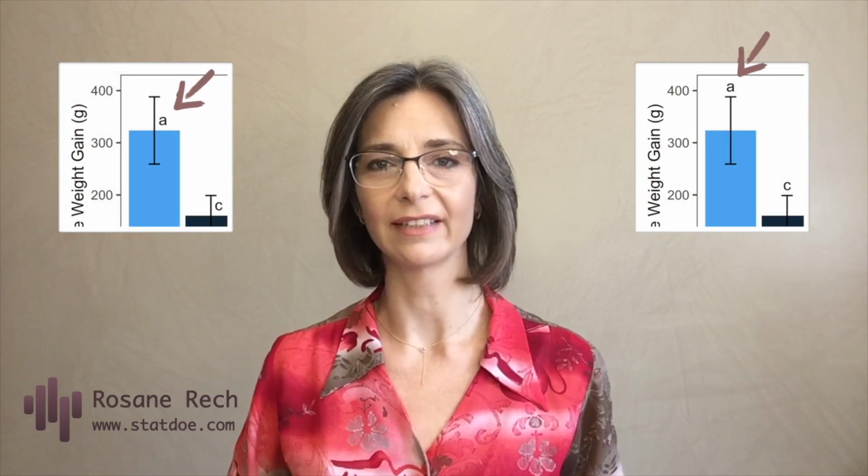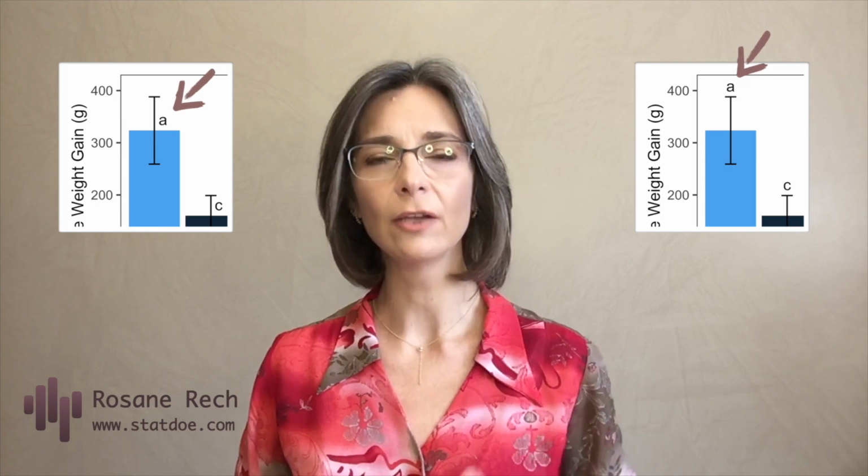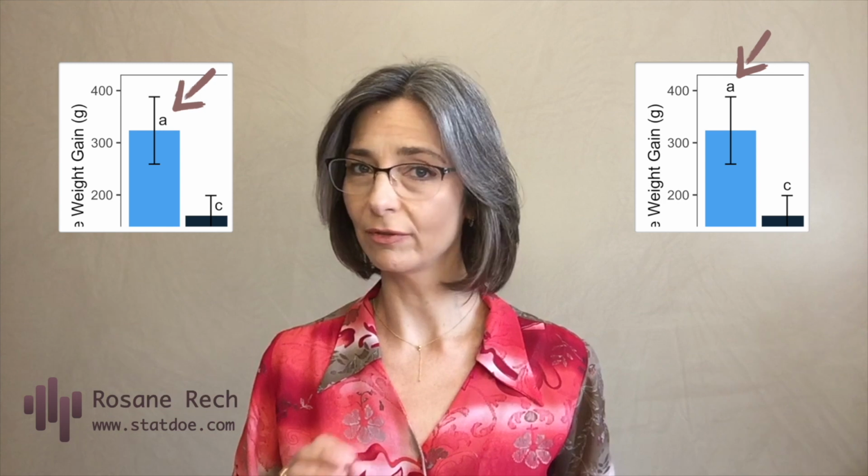In this R tutorial, we are going to see how to add and how to position the letters indicating significant differences among means to bar plots using ggplot. But first, we need to build a table with the necessary information: the mean, the standard deviation, and the letters indicating the differences. So let's start.